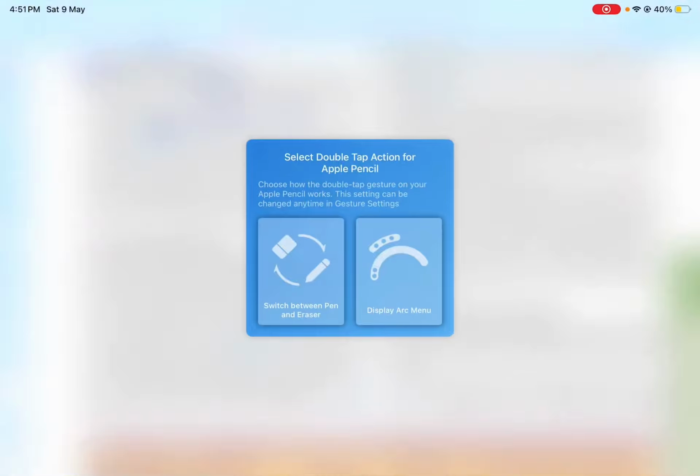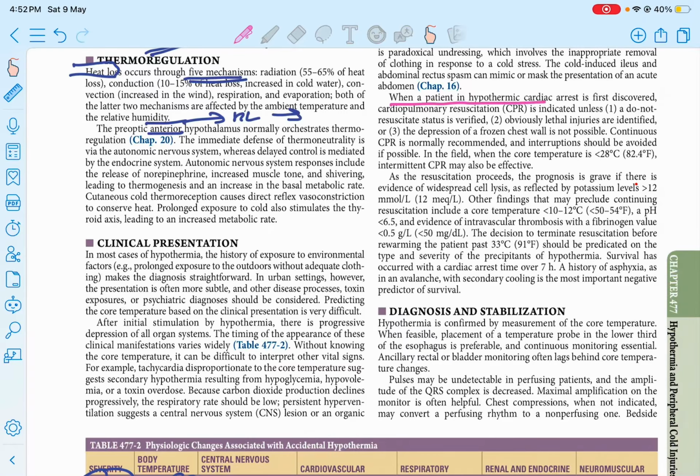When a patient comes in a hypothermic state and the ECG shows flat, it is called cardiac arrest. Do you want to do CPR? Yes, you have to do CPR, right? You always have to do CPR, but there are exceptions, like when a frozen chest depression is not possible, or lethal injuries are identified where you can't give CPR, or do not resuscitate status. In India, this doesn't hold.